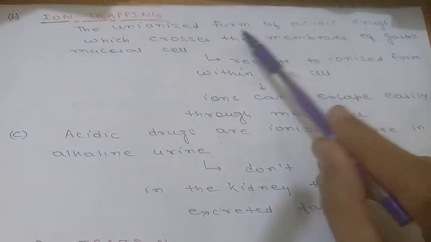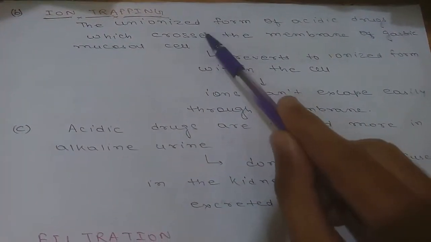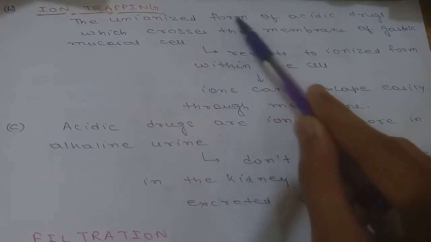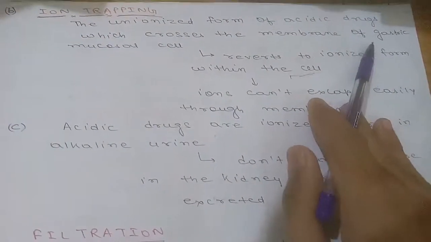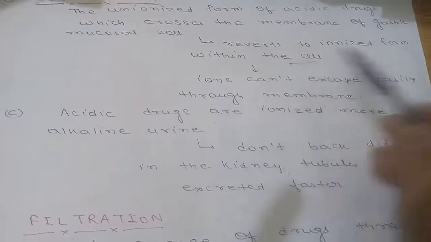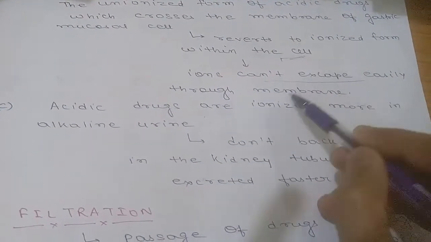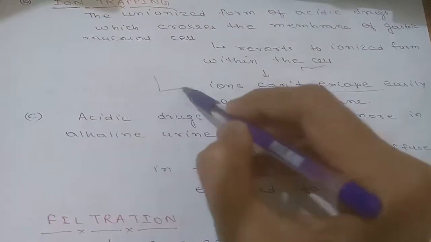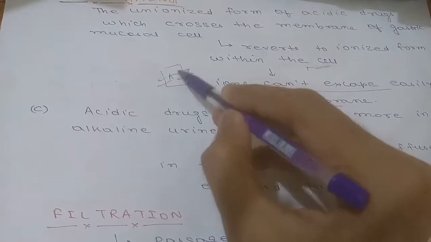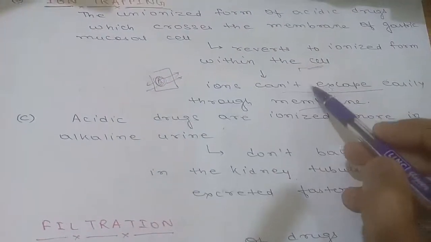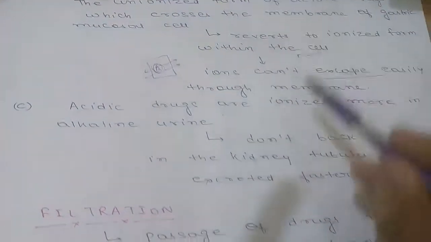Now coming to one term, that is ion trapping. The unionized form of acidic drugs, which crosses the membrane, we have discussed that the unionized form will cross the membrane. The unionized form of acidic drugs which crosses the membrane of a gastric mucosal cell reverts to ionized form within the cell. Within the cell they face a different pH, so they will ionize there, and if they are ionized, they will not leave the cell, and ions cannot cross easily through the membrane. If captured inside the membrane in ionized form, they will not be able to cross the membrane because they are polar compounds, so they are getting trapped. This is known as ion trapping.